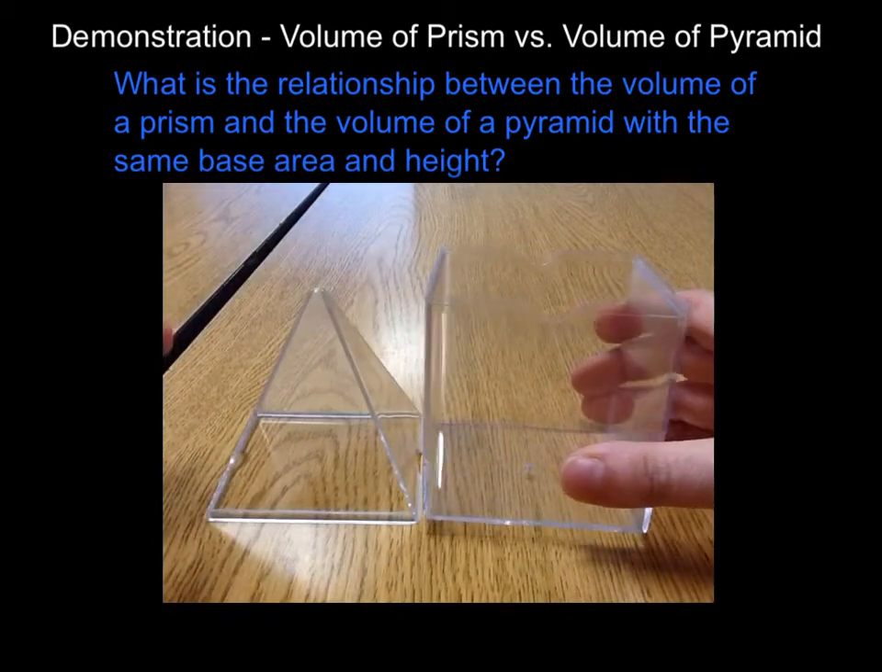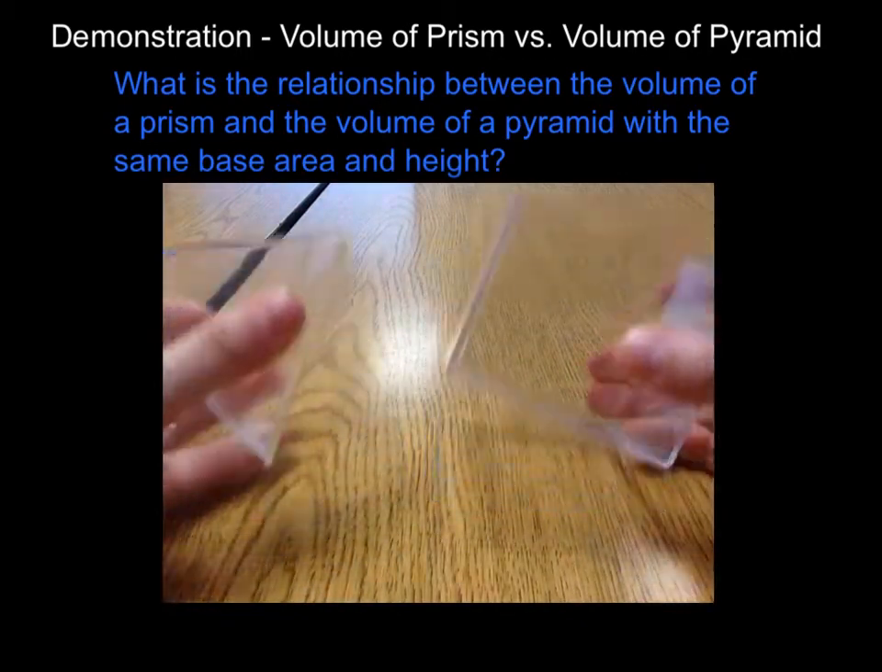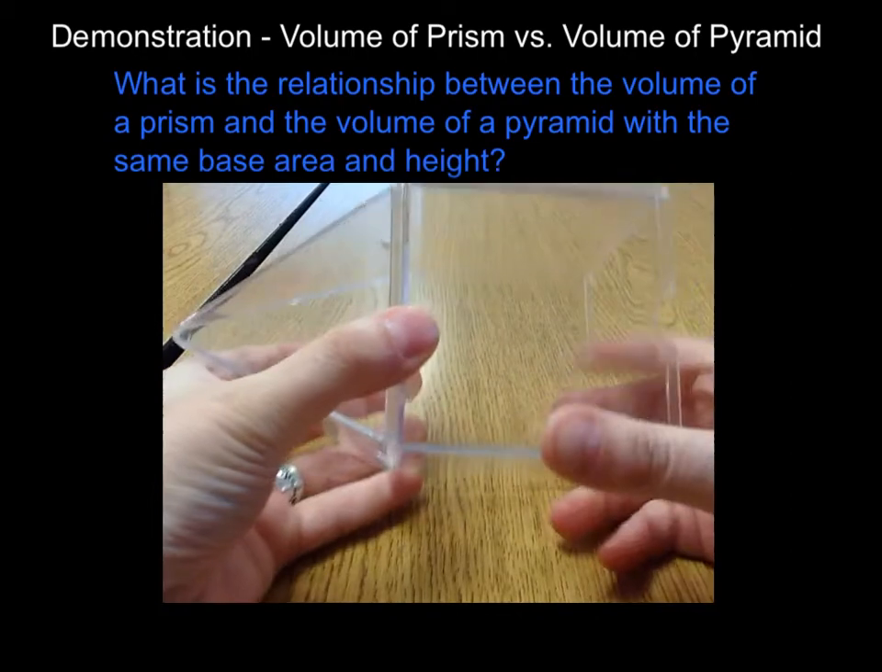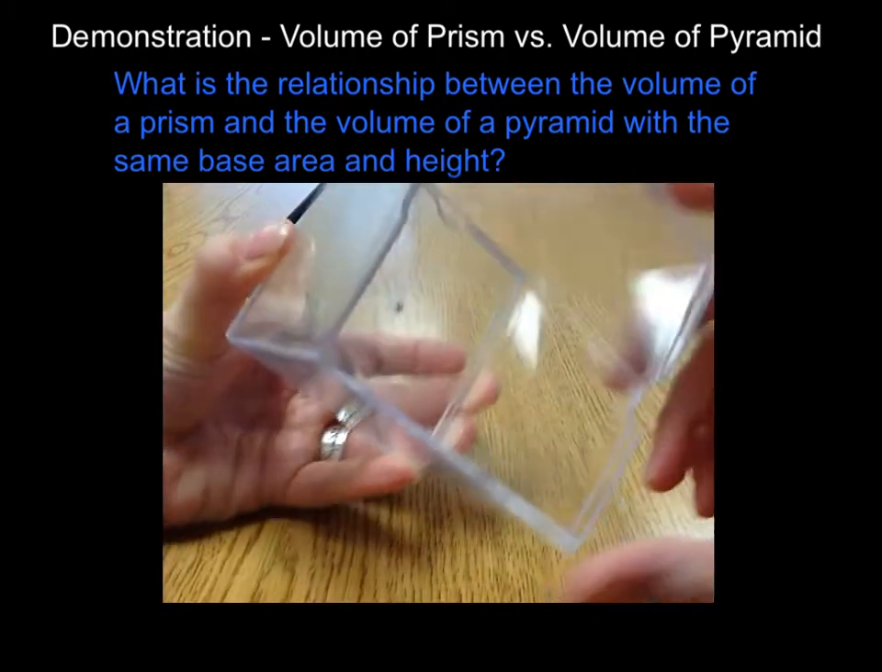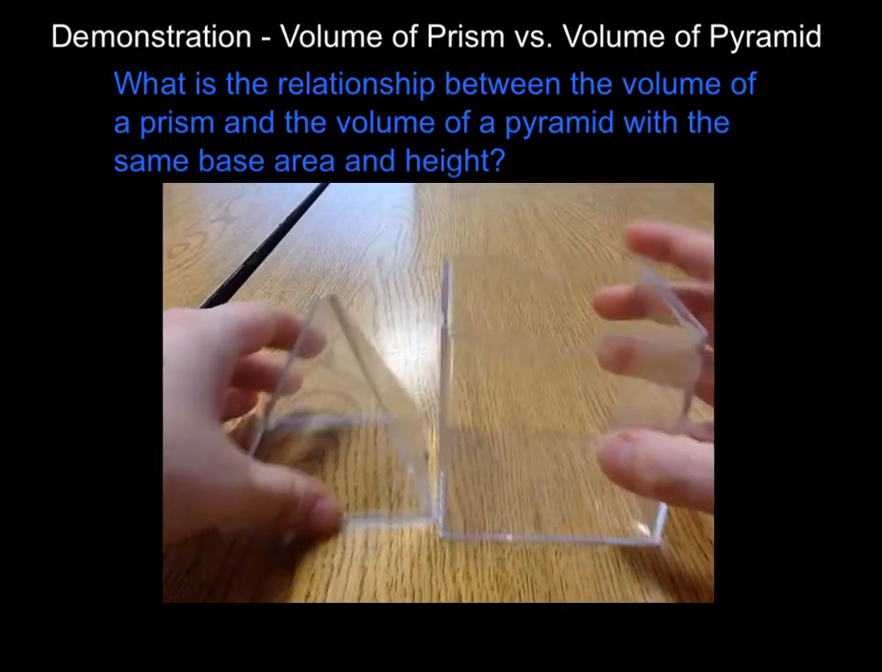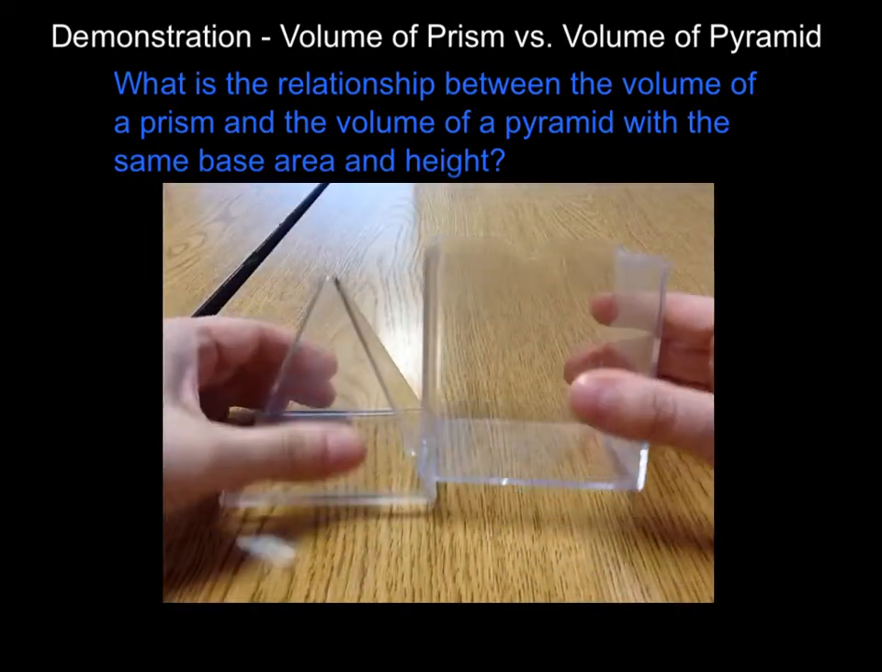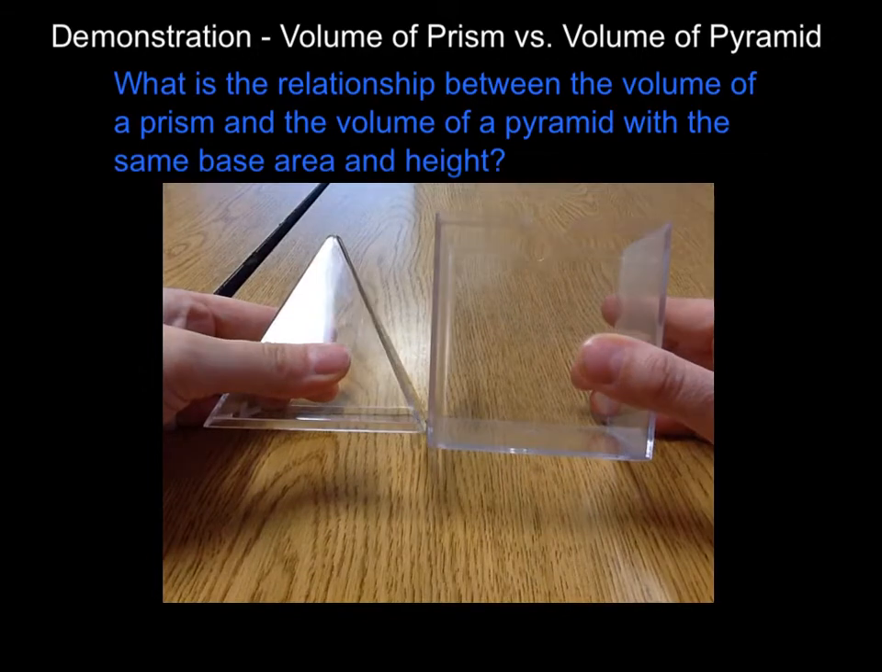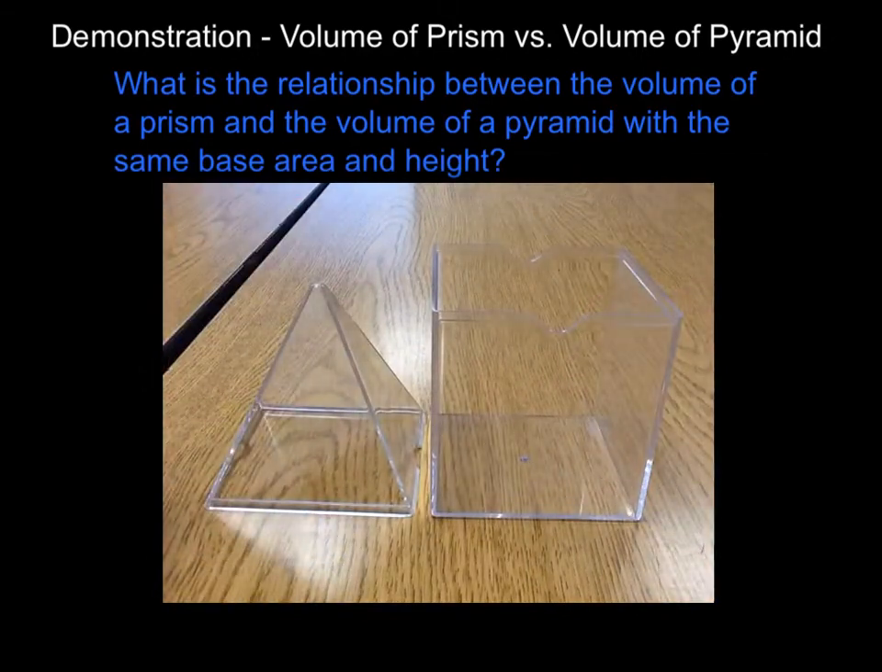So I have a prism right here and a pyramid. The prism and the pyramid have the same base area. There's no overlap, the same base area. And they are the same height. They're both the same height. I know it doesn't look like that at this angle, but they are. So I want you to watch.